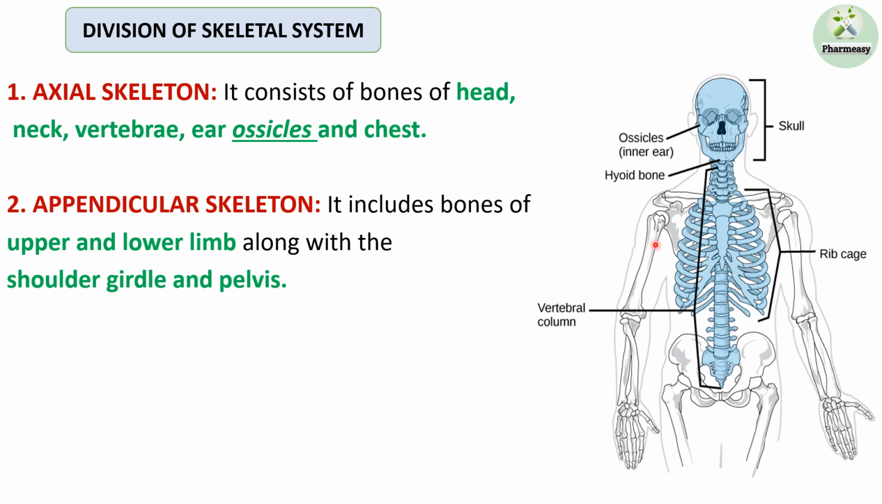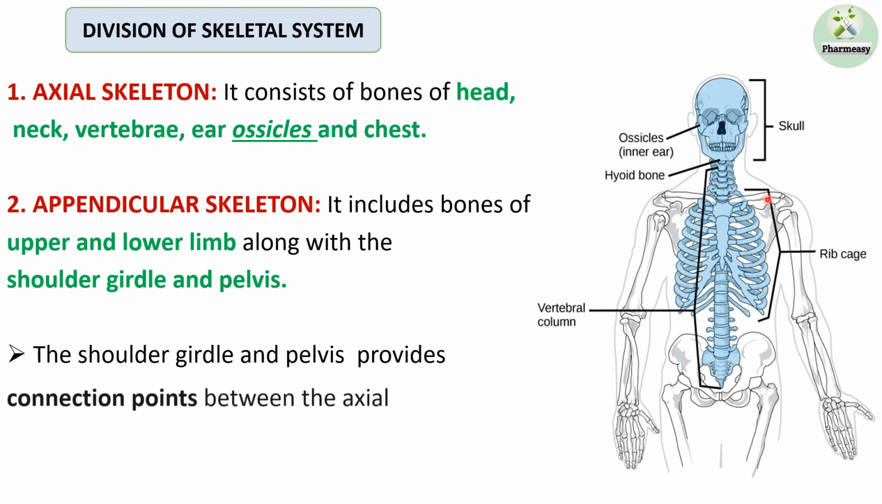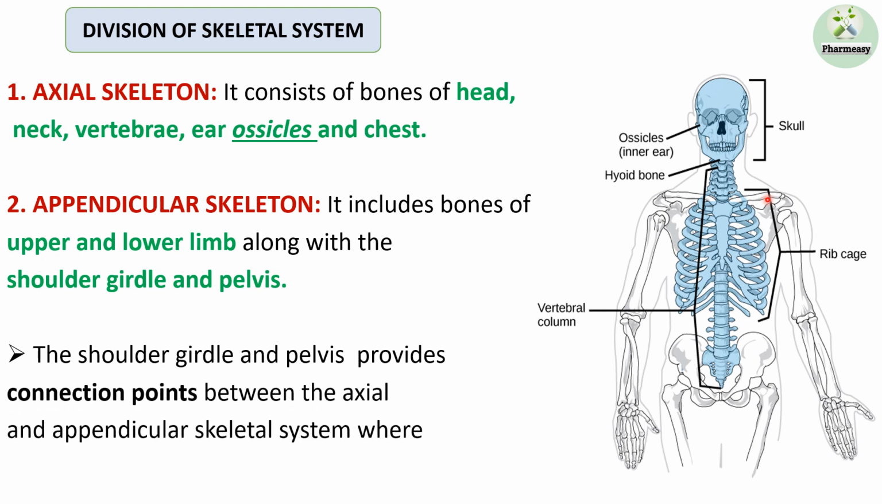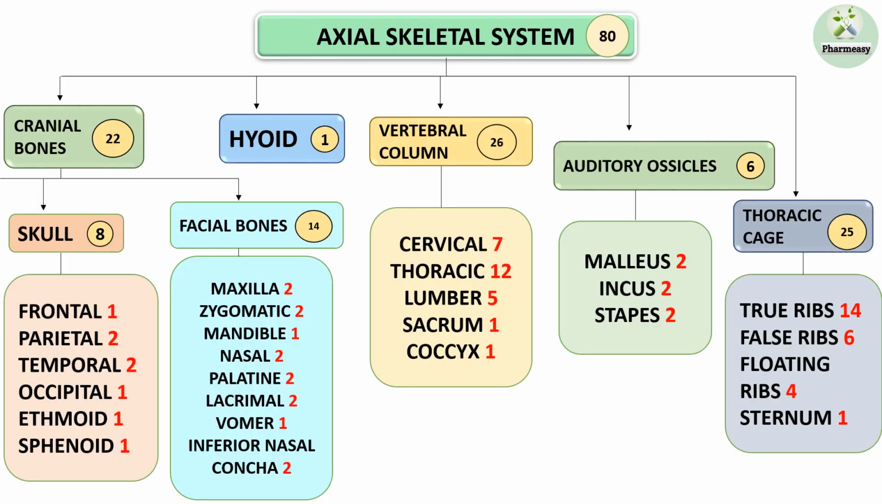Look at this figure. It shows the appendicular skeletal bones such as upper limb and lower limb, pelvis, and the shoulder bones. Important point is that shoulder girdle and pelvis is the connection point between axial and appendicular skeletal system that helps in mechanical load transfer. Now, we will study all bones present in axial and appendicular skeletal system. So, first one is axial skeletal system.